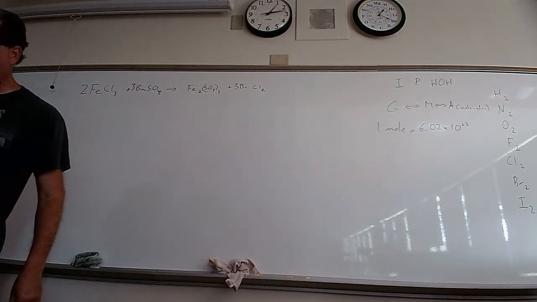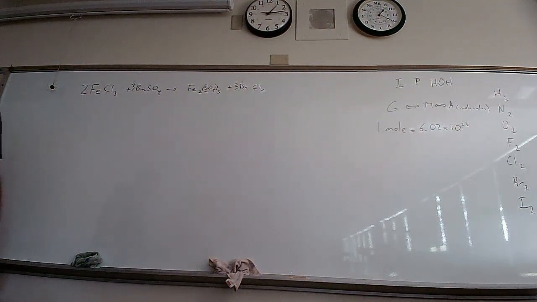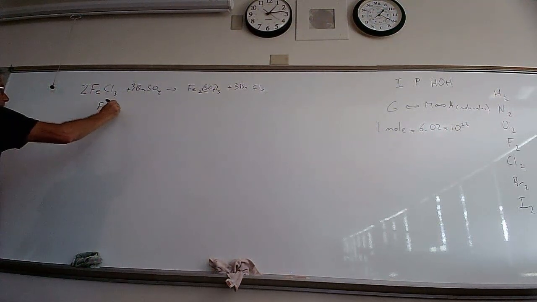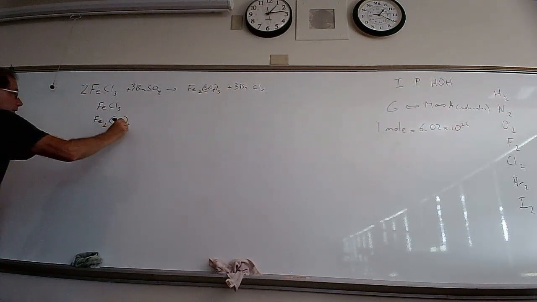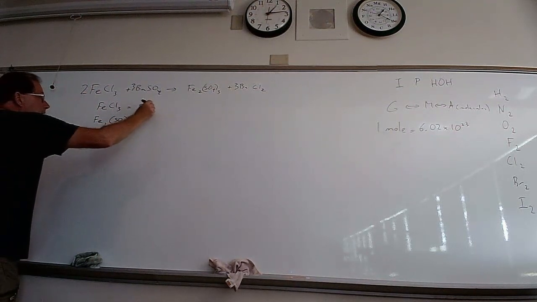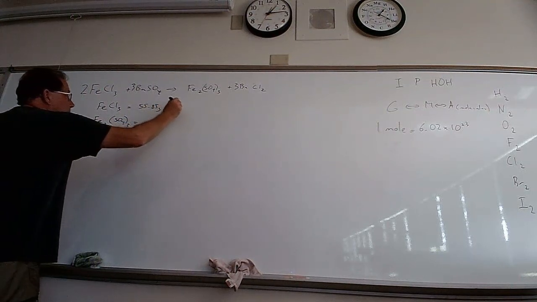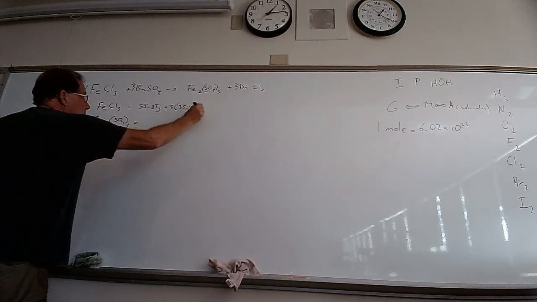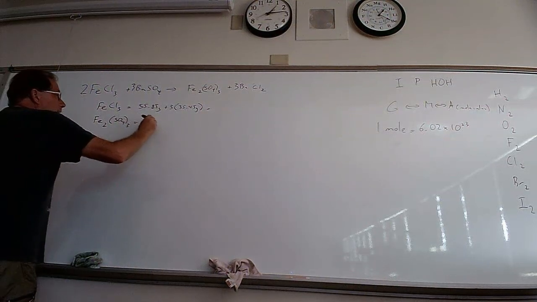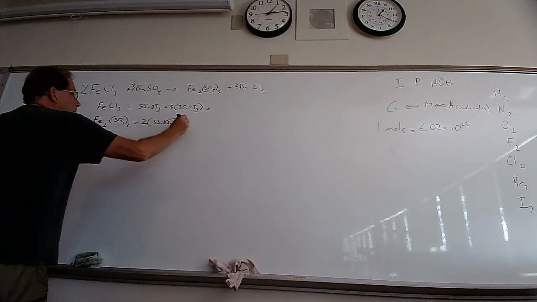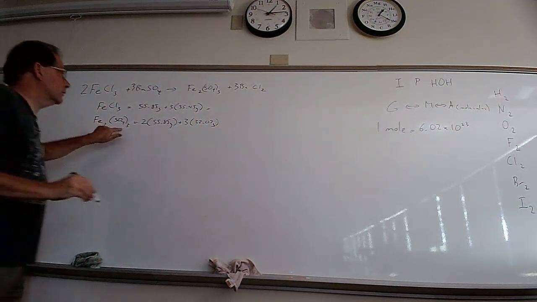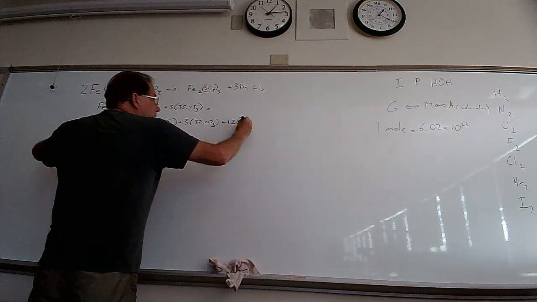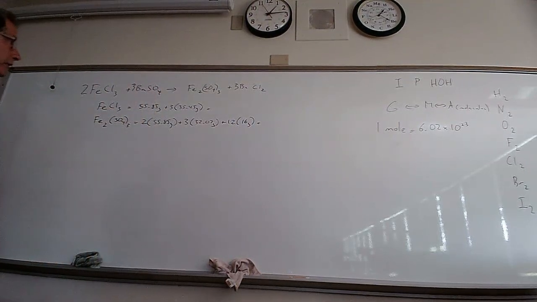All right, so the first question I have there, given 25 grams of FeCl3, how much Fe2(SO4)3 should you get? So I have to find the molar mass for FeCl3, and I have to find the molar mass for Fe2(SO4)3. Okay, Fe 55.85 plus 3 times 35.45 for Cl. I'll punch that out later. 2 times 55.85 plus 3 times 32.07 plus 12, because 3 times 4 is 12, plus 12 times 16 for oxygen. So I'm going to punch those out.